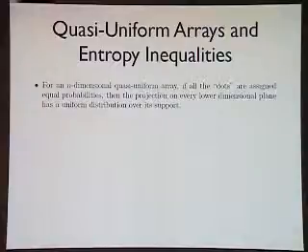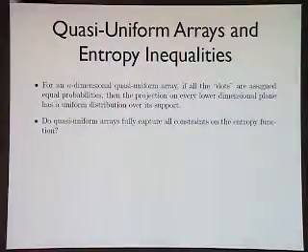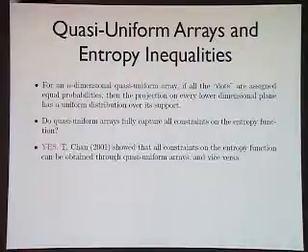Another way to describe the quasi-uniform array is the following. For an n-dimensional quasi-uniform array, if all the dots are assigned equal probabilities, then the projection on every lower dimensional plane has a uniform distribution over its support. This is an equivalent description of a quasi-uniform array. Now the question is, do quasi-uniform arrays fully capture all constraints on the entropy function? I've shown you one example that you can prove an inequality for entropy using a quasi-uniform array. But the question is whether they capture everything that we want. The answer is yes.